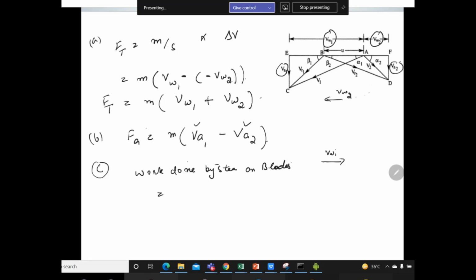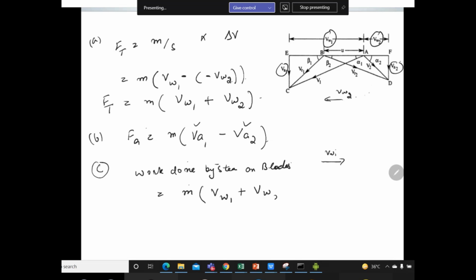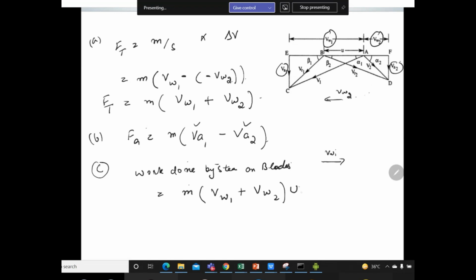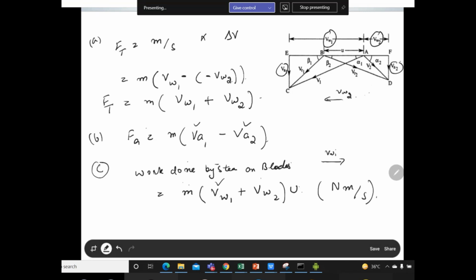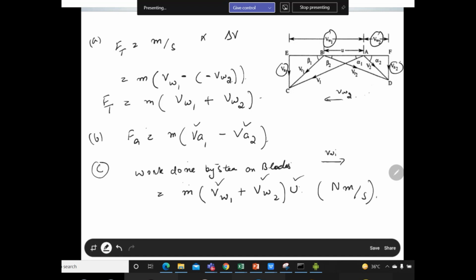So here we can just write the equation. Mass per second, and then we have to use, because work done you can always find from the tangential components, VW1 plus VW2, and now we have to multiply by the blade velocity as well. So blade velocity is U. If you find it out, it will be in Newton meter per second. So if we have the mass flow per second, whirl velocity at inlet, whirl velocity at outlet, and blade velocity, we can easily find out the work done by steam on blades.